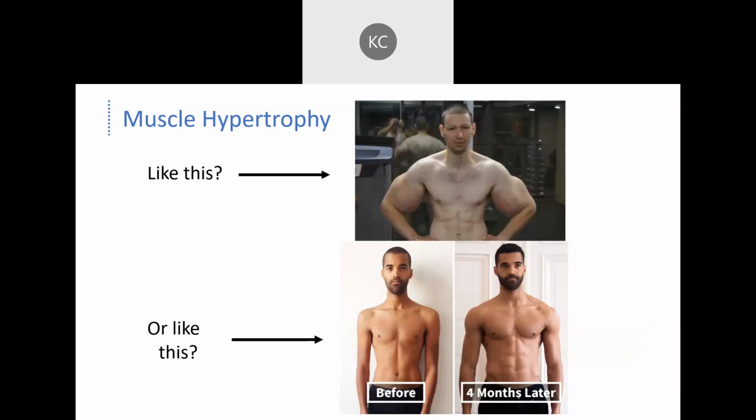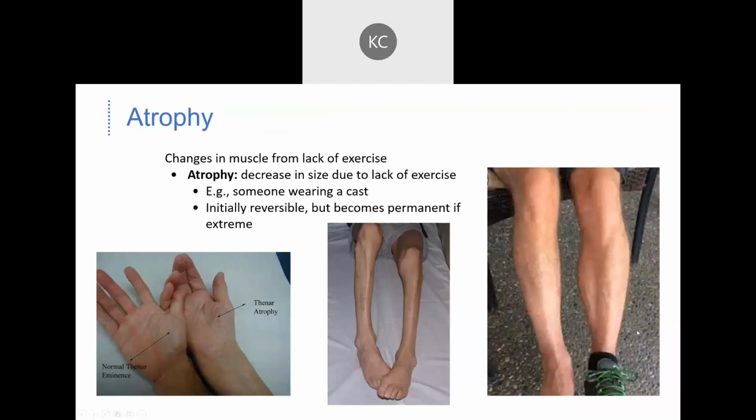Okay. Now, on the opposite side of the spectrum, you have muscle atrophy, right? And so muscle atrophy is the shrinking of a muscle, the decrease in the size of a muscle, and one type of muscle atrophy is called disuse atrophy, right? Disuse atrophy is atrophy due to the lack of use. So from disuse, you have something called sarcopenia. Sarcopenia is largely what you see in the middle image.